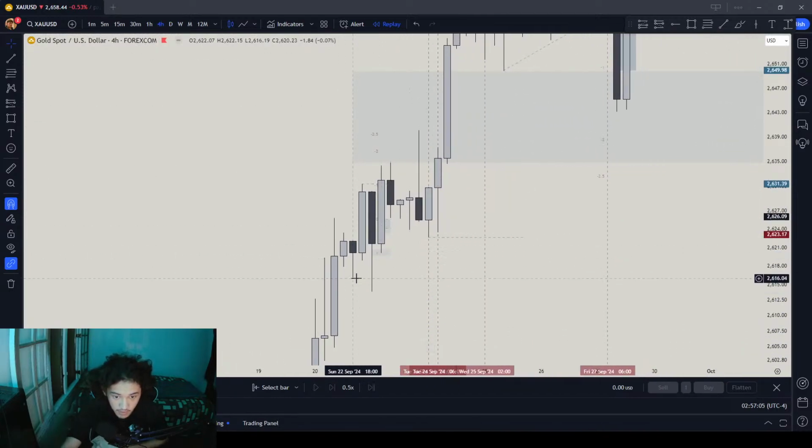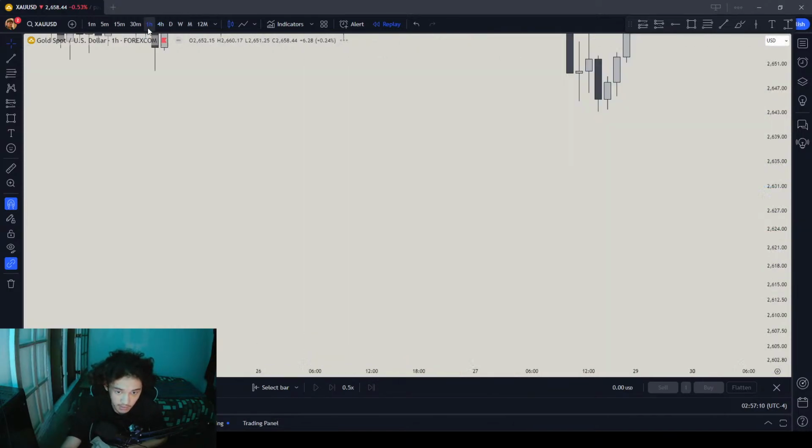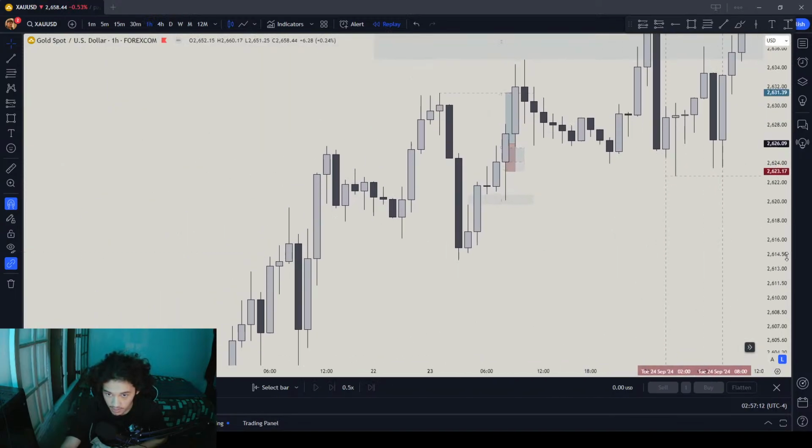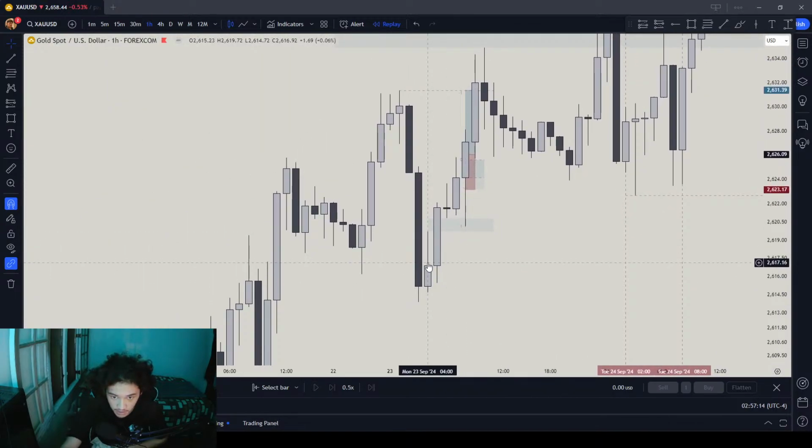Daily was bullish. The 4-hour was bullish, right? Boom. The 4-hour down aligned with the daily. That's already been aligned, so I don't really care. Now, we had two setups here, right? We had a setup from here and from here.